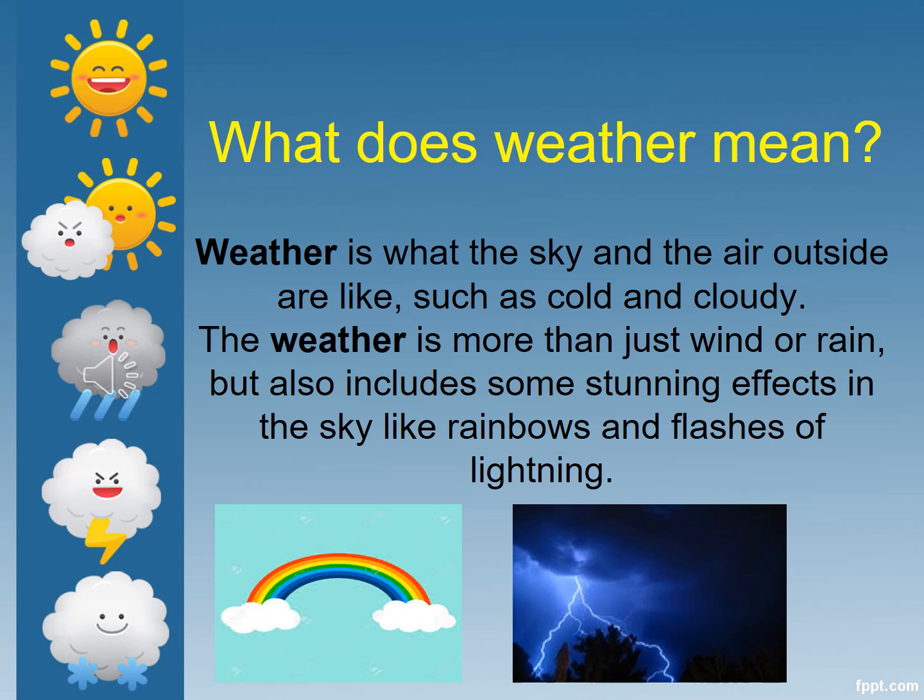Weather is what the sky and the air outside are like, such as cold and cloudy. The weather is more than just wind or rain, but also includes some stunning effects in the sky, like rainbows that appear after a rain, and flashes of lightning.